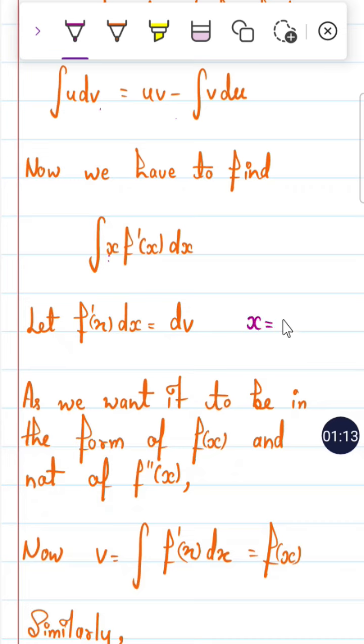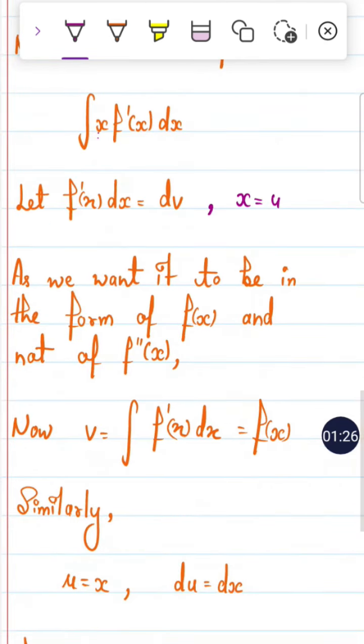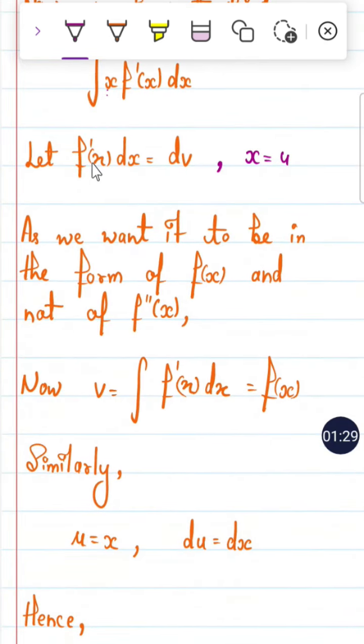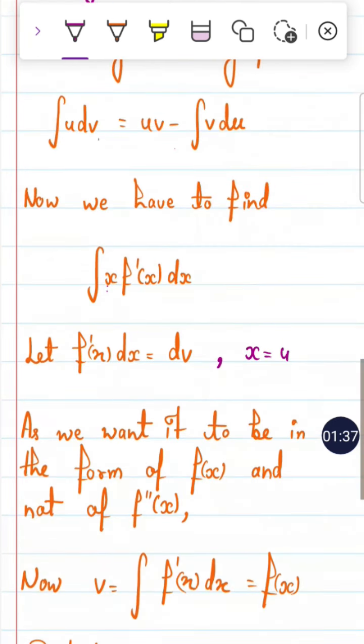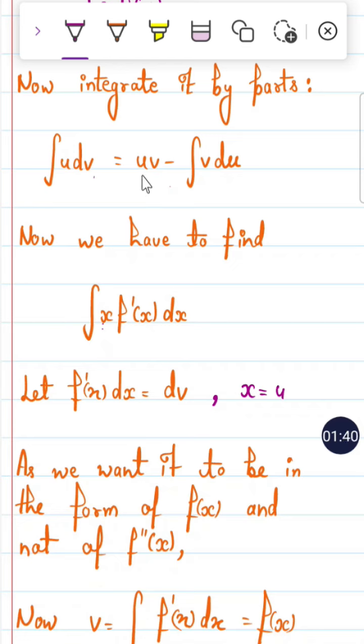x is equal to u by this integration by parts, right? On the left-hand side, f dash dx is equal to dv and u is equal to x, right? Now as we want the result in the form of f of x, not in the form of f double dash of x, right? Firstly, we will equate it with the right-hand side, uv minus the integral of v du. So we will need v.